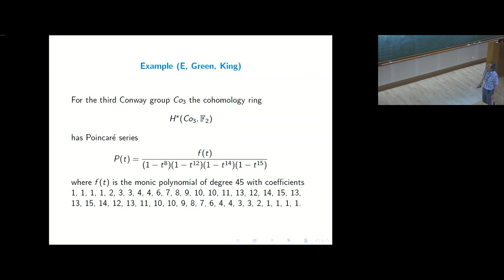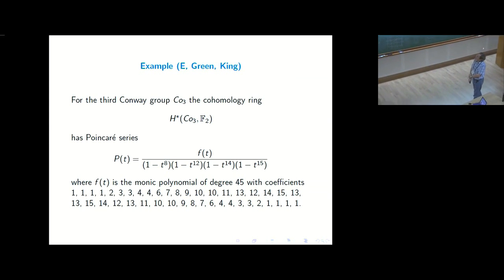There we have it. Okay, so this was a computer calculation that Simon King, David Green, and myself did a few years back. If you take the third Conway group, which is a nice example because the Sylow subgroup is not too big, I have actually forgotten, I think it's 2 to the 10. It's not too big anyway. So you're only looking at a group of size 2 to the 10.